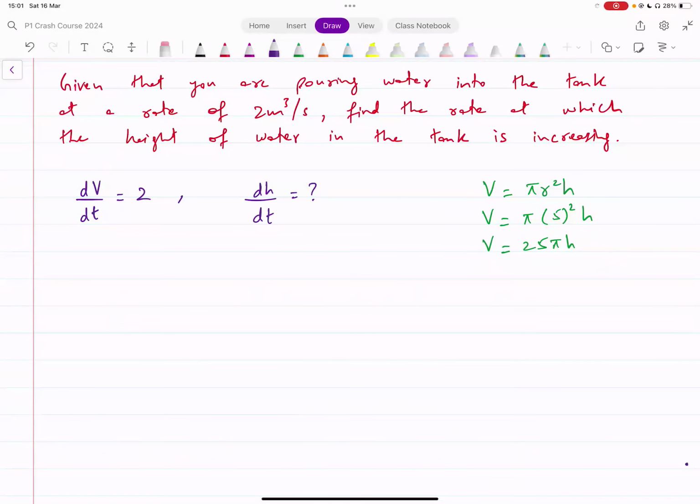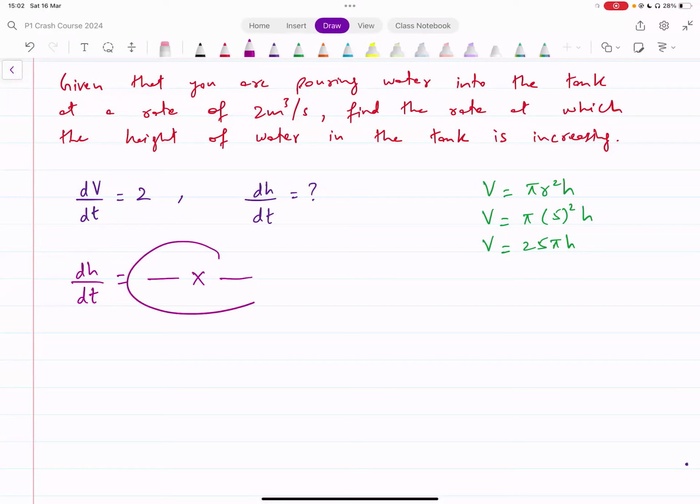Now we will do this using a rule that we call chain rule. So what we're looking for is dh over dt. This is what we want to find out. Now this can be found using a product of two fractions like this. dh over dt, right? This is what we need to find out. We do this using chain rule, and the chain rule works like this.